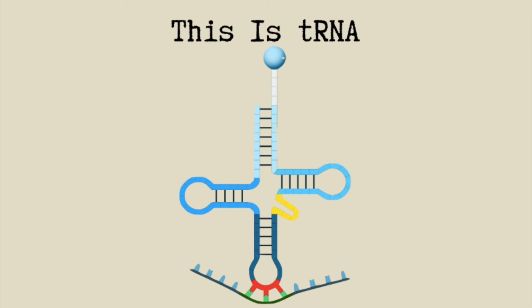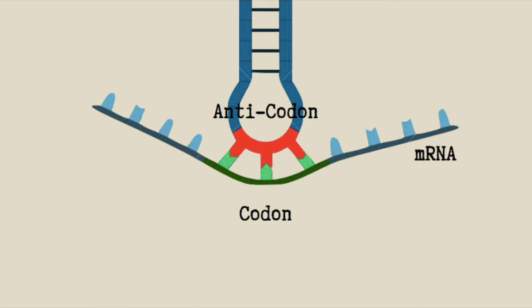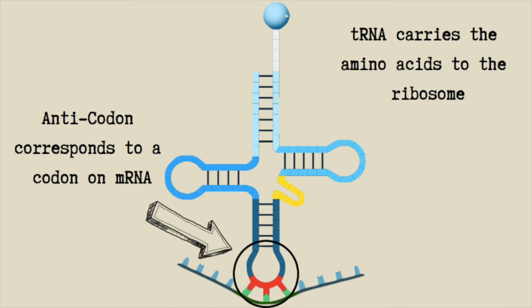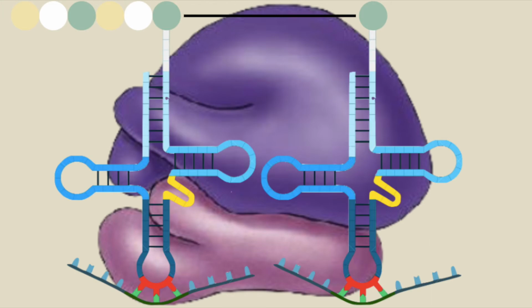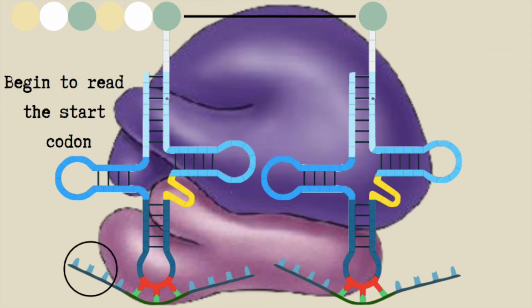tRNA is the one that brings in the amino acids. On the tRNA, there is an anticodon, which is complementary to the codon on the mRNA. The tRNA picks up an amino acid and brings it to the mRNA, where it attaches to the codon via its anticodon. To initiate, the first amino acid tRNA brings in is methionine. This is known as the initiation step.